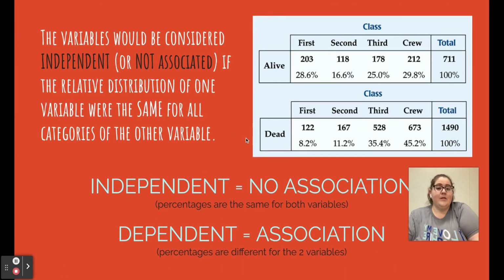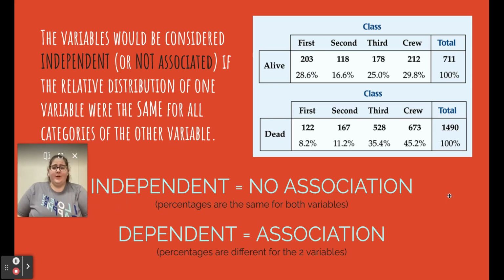If the percentages were the same, so for alive and dead, if the percentages of first, second, third, and crew were about the same, maybe not exactly the same, but pretty close, like within a percent or so of each other, all across the board for all of the class categories, then we might say that they are independent or not associated, because that would tell us that clearly what class you're in doesn't seem to have much of an effect on whether you lived or died. Whether you lived or died doesn't seem to have any effect on what class you were in on the ship.